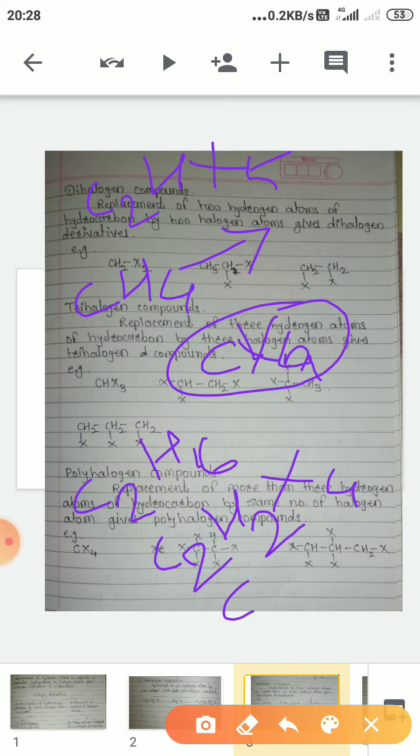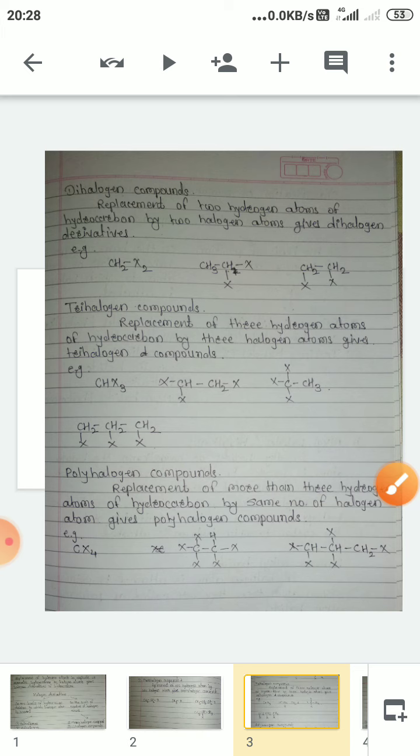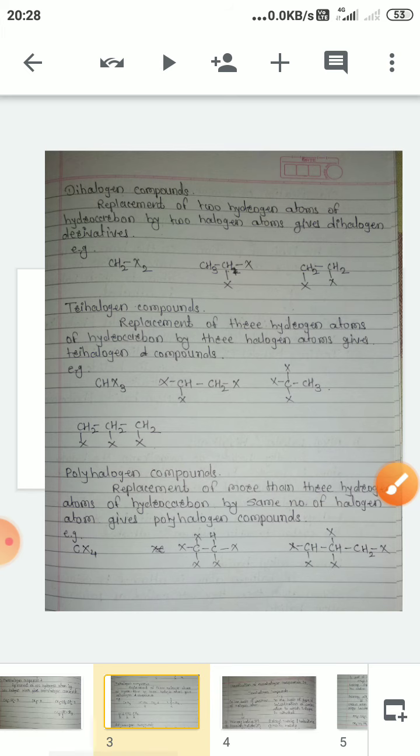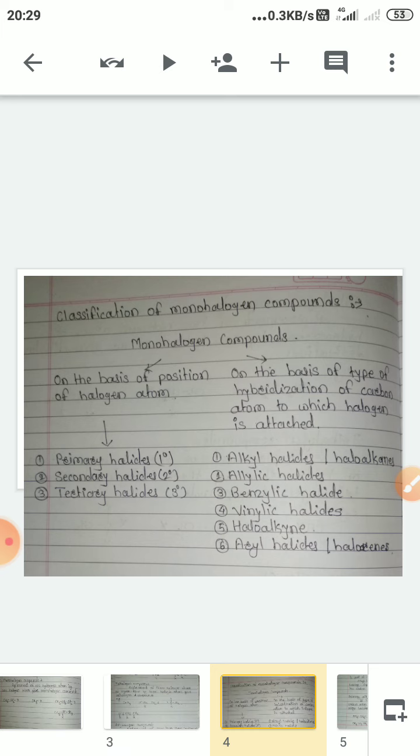Now what have we seen? Depending on the number of halogen atoms present in a molecule, the compounds or alkyl halides are classified into monohalogen compounds, dihalogen compounds, trihalogen compounds, and polyhalogen compounds. Now next, classification of monohalogen compounds.